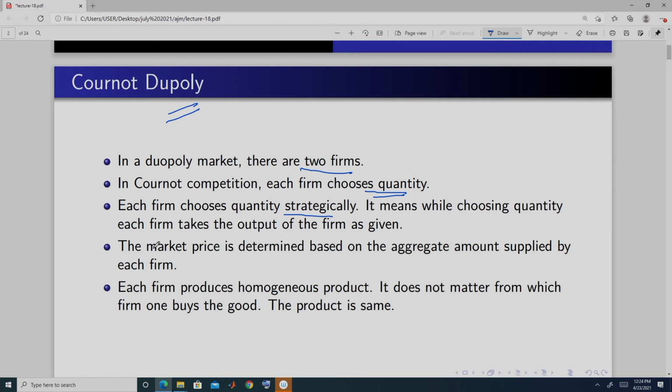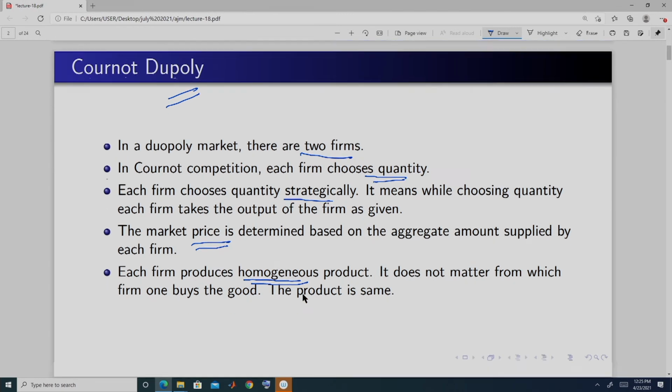Now, based on these outputs we will get the aggregate output, and that aggregate output is going to determine the market price. And here we make one more assumption, that each firm produces a homogeneous product. It means that whether a consumer buys from firm 1 or from firm 2, it does not matter, they are going to get the same product or same good.